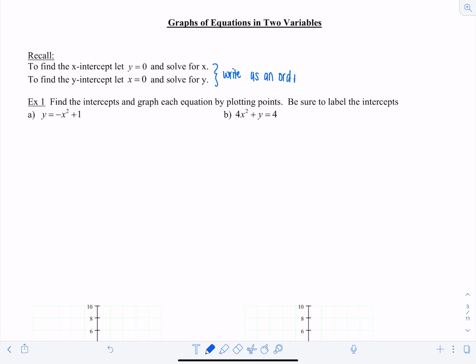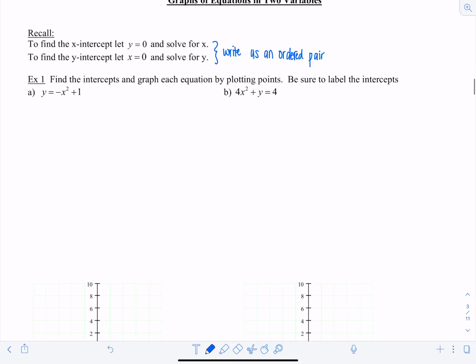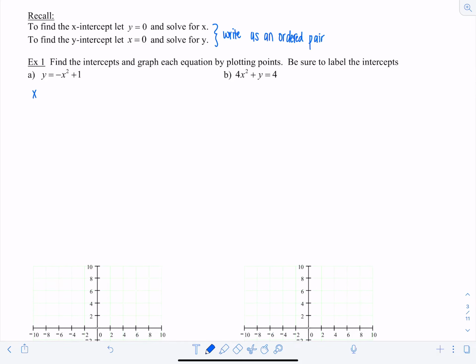Very important. So let's look at some examples here. Find the intercepts and then graph each equation by plotting points. To start off with, just label your work clearly. Okay, let's find the x-intercept or intercepts. We'll see. Sometimes you might have more than one.